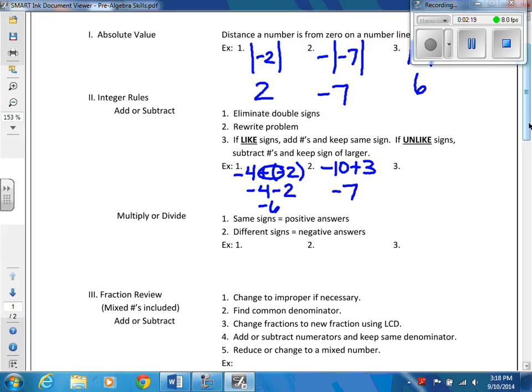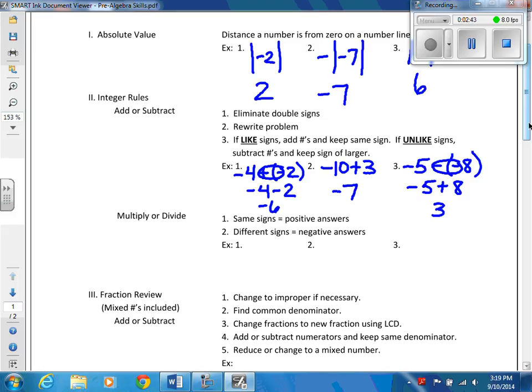For the third example, if I have -5 minus -8, I do have double signs here, so my two negatives are going to rewrite to be a positive, so the problem changes to -5 plus 8. I see that I have different signs, which means I'm going to subtract. So 8 take away 5 is 3. Because 8 is the bigger number and it's a positive number, my answer stays +3.